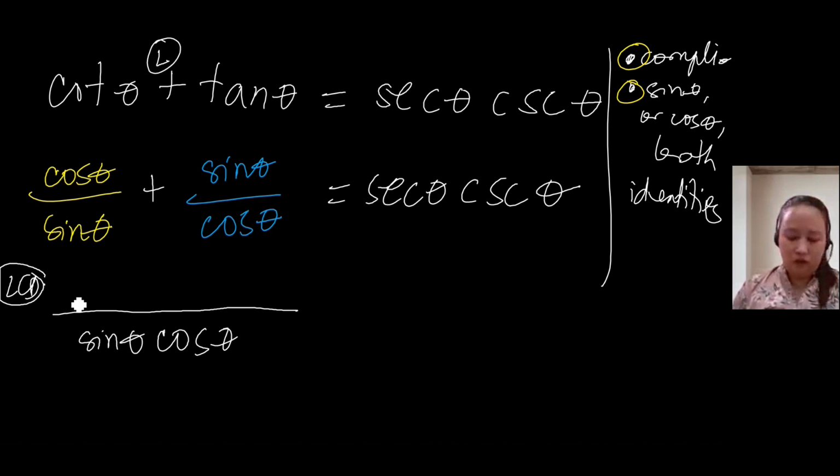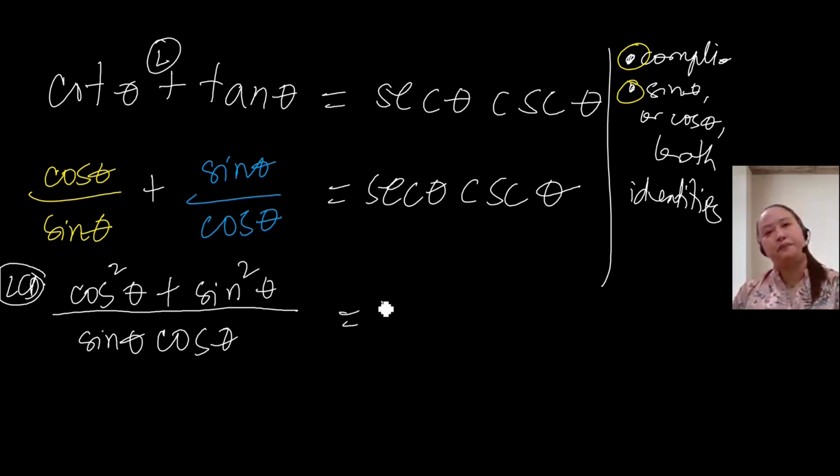So we have here cosine squared theta. So sine theta, cosine theta times cosine theta, so we have sine theta cosine squared theta divided by sine theta. So the answer here is cosine squared theta. Same with the other term here. So the LCD times the numerator divided by the denominator. So we have here sine squared theta.